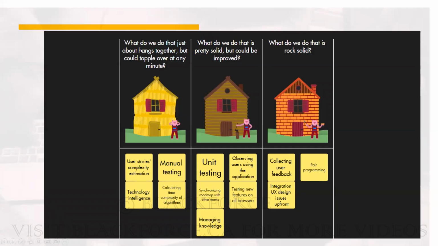So these three pigs also say, what do we do that just about hangs together but could topple at any time? So they are saying, what are the things we do, but we don't do well, and at any time it can cause an issue? What are the things we do reasonably well, but still need to be improved? And what are the things we do rock solid? That means we do it very well, and we know that it is done very well. So the team will look at it, then start analyzing it to get insight from it. Then if there is any action item, they will put it together.